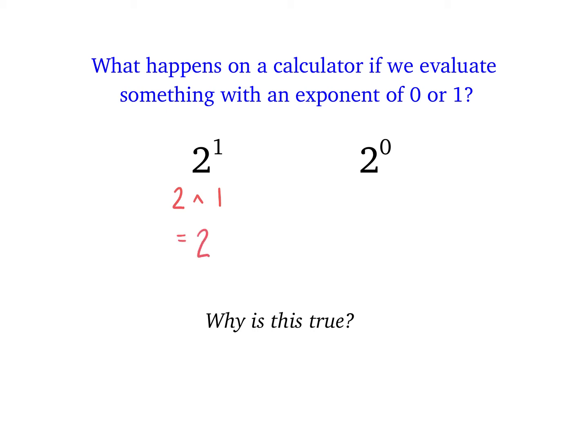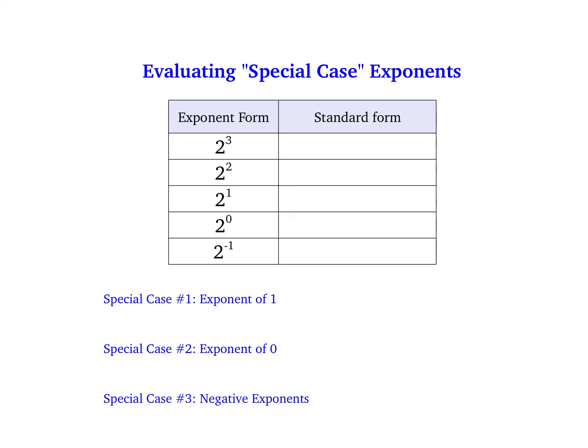If we do 2 to the 0 power, again, 2 caret 0, we see that that's actually equal to 1, which is probably a surprise to you. So in this video, we're going to look at why that is true. So let's look at a couple more exponents to see if we can figure out what's happening with weird things like 2 to the first, 2 to the 0, or even 2 to the negative 1.